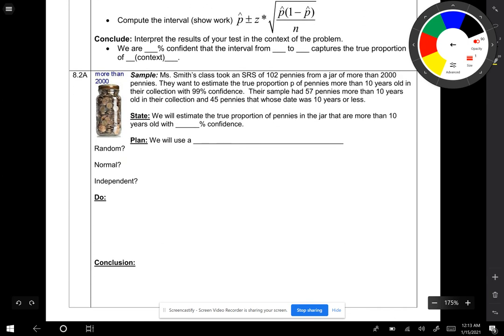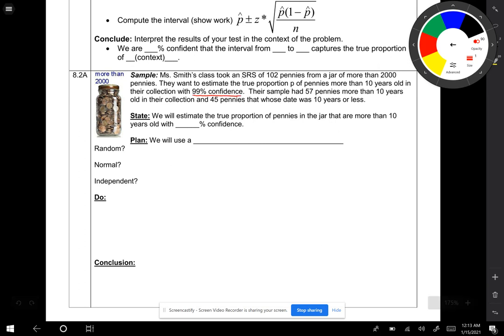Miss Smith's class took a simple random sample of 102 pennies from a jar of more than 2,000 pennies. They want to estimate the true proportion P of pennies more than 10 years old in their collection with 99% confidence.